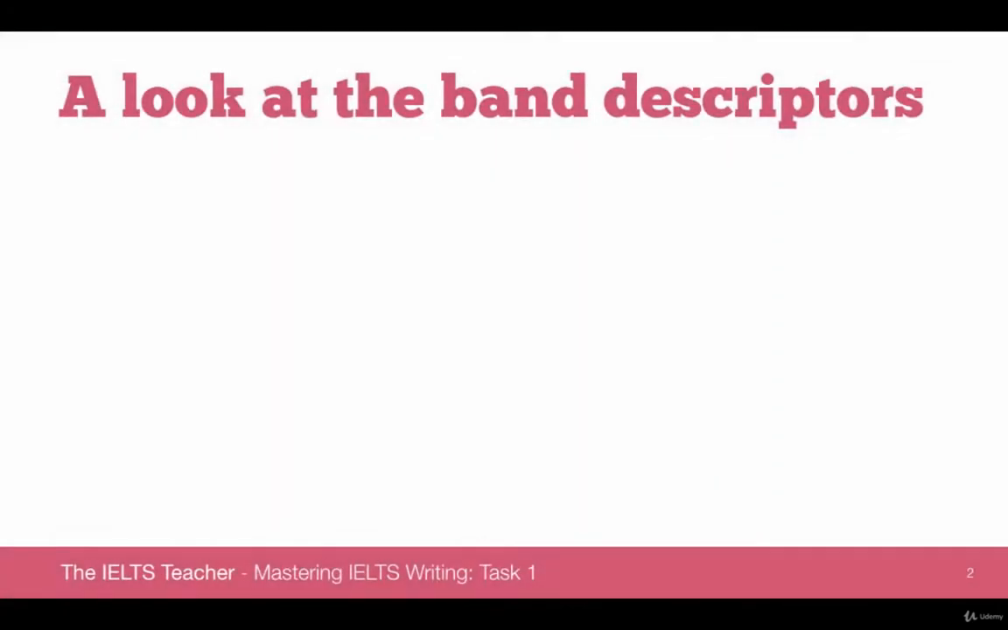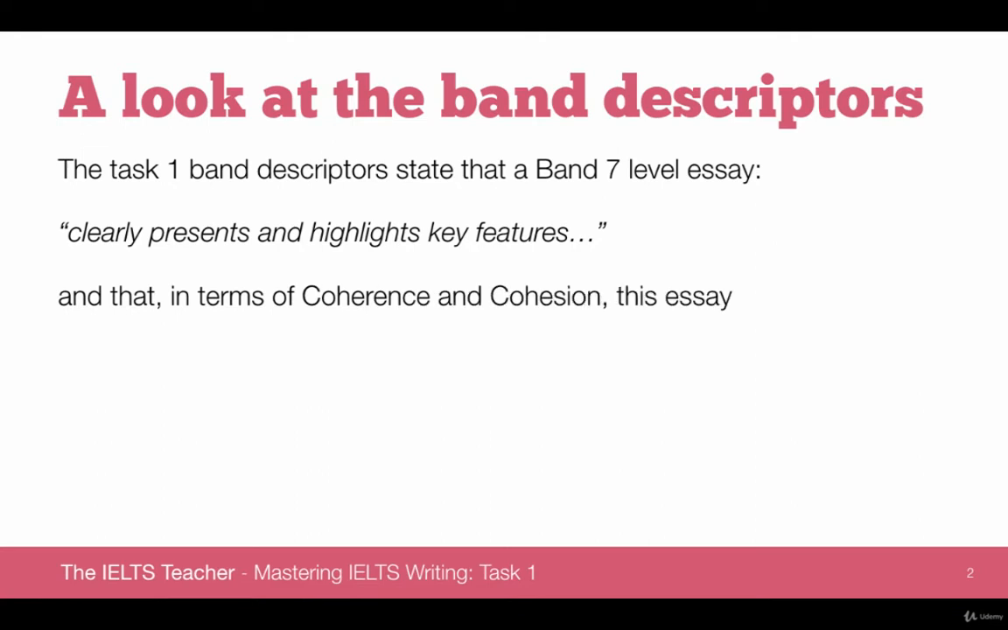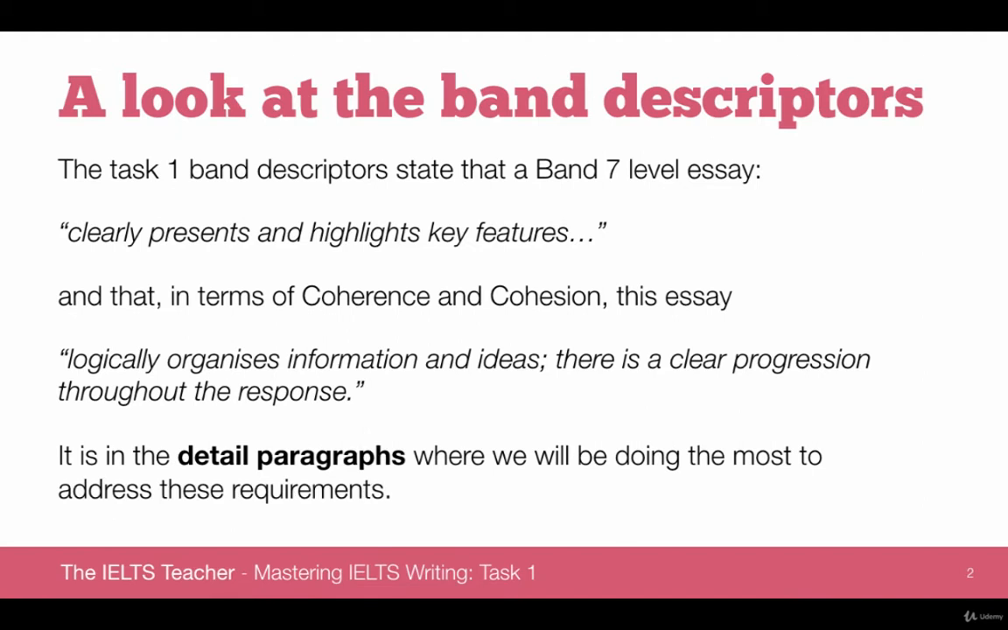Let's return to the band descriptors for a moment. The Task 1 band descriptors state that a Band 7 level essay, the type of essay we're hoping to write, clearly presents and highlights key features, and that in terms of coherence and cohesion, logically organizes information and ideas and shows a clear progression throughout the response. It is in the detail paragraphs where we will be doing the most to address these requirements.